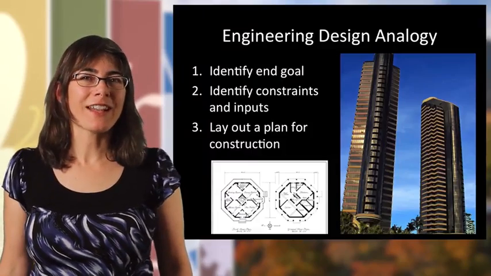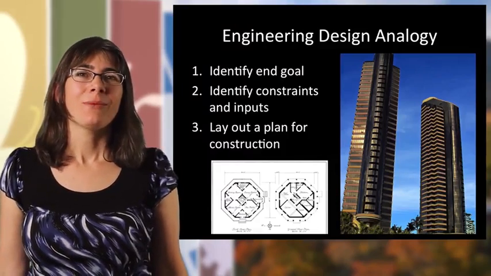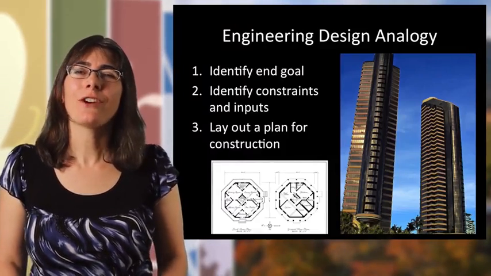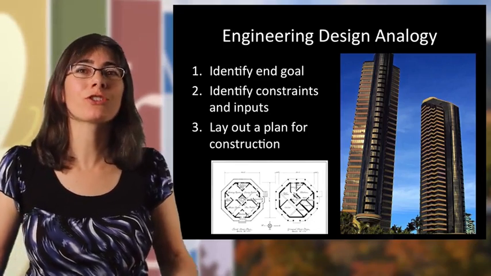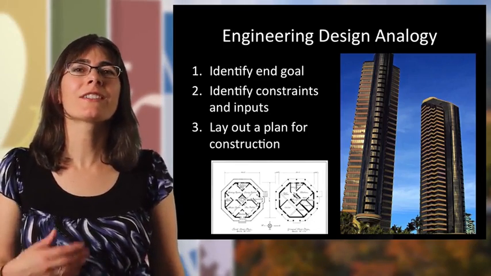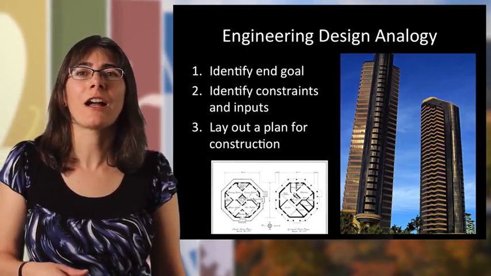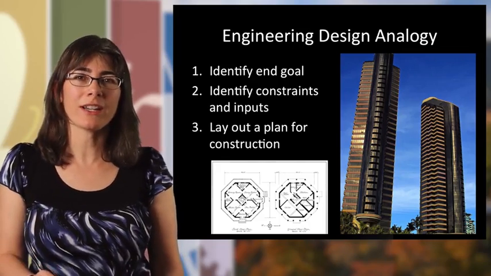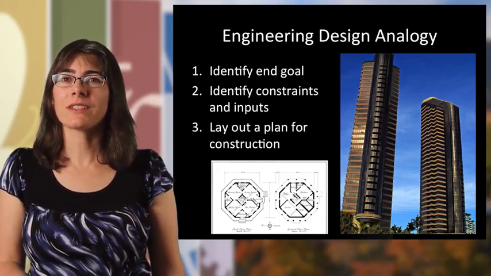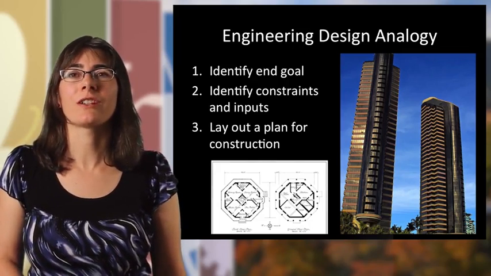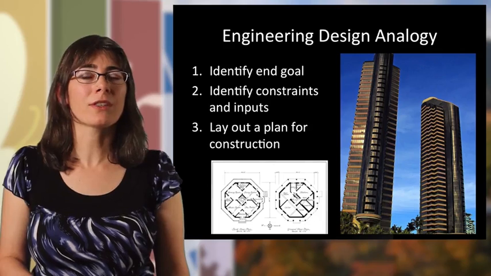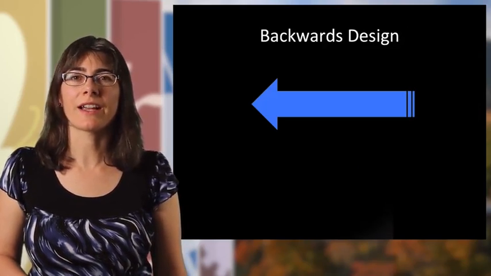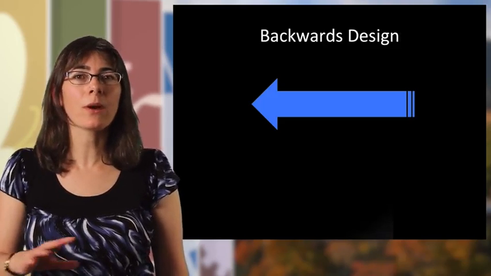Let me give you another analogy, that of engineering design. We don't build a building with random specifications. We look to see how tall we want it to be, what structural load it needs to bear, and what the constraints are, like the materials or the cost and the budget. So what we're really doing is starting with our end goals, identifying the inputs, and then undertaking the construction. This is really what we want to do with our learning objectives. We want to start with our goals. This is called backwards design because we're starting with the end result, or where we want to go.